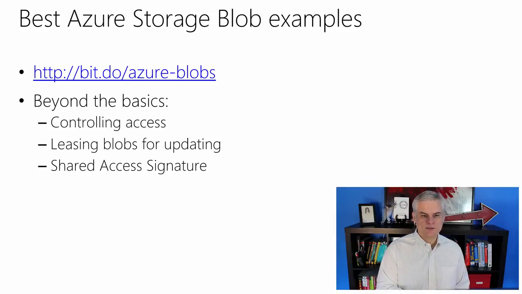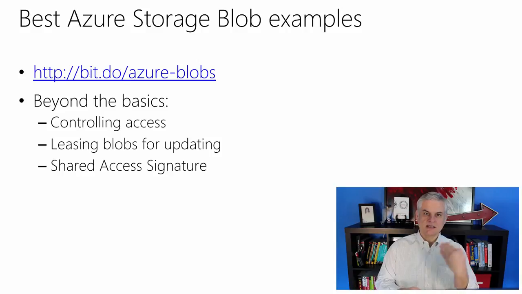But beyond those basics, there are also several things that I want to demonstrate in subsequent modules. How to control access, that'll be pretty simple. We'll just show the different ways that you can control access to a file. We're going to look at leasing blobs for updating. So say that I did want to make a change inside of a blob. Maybe I'm going to write a different line to it or something.